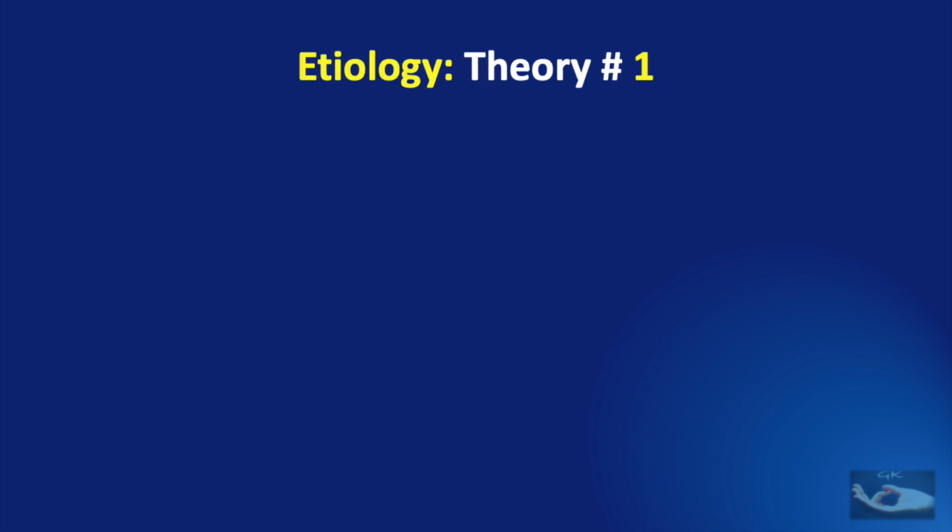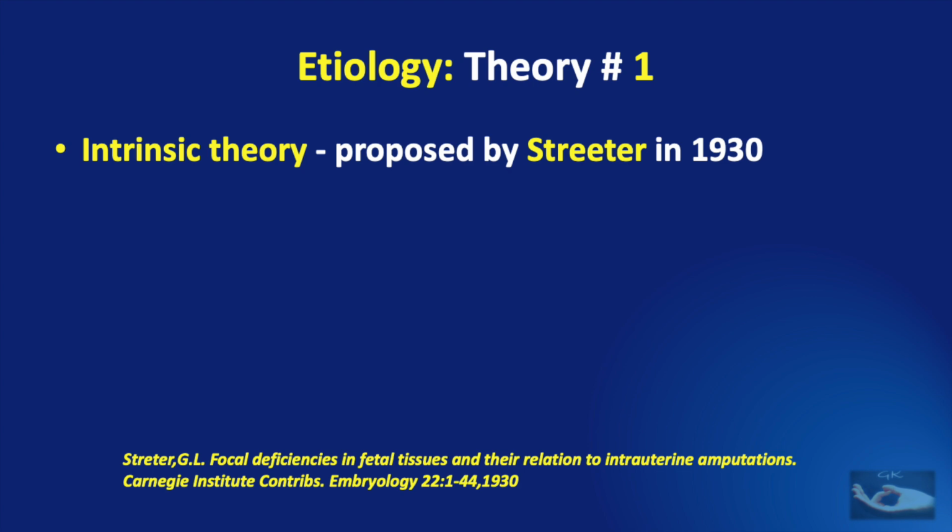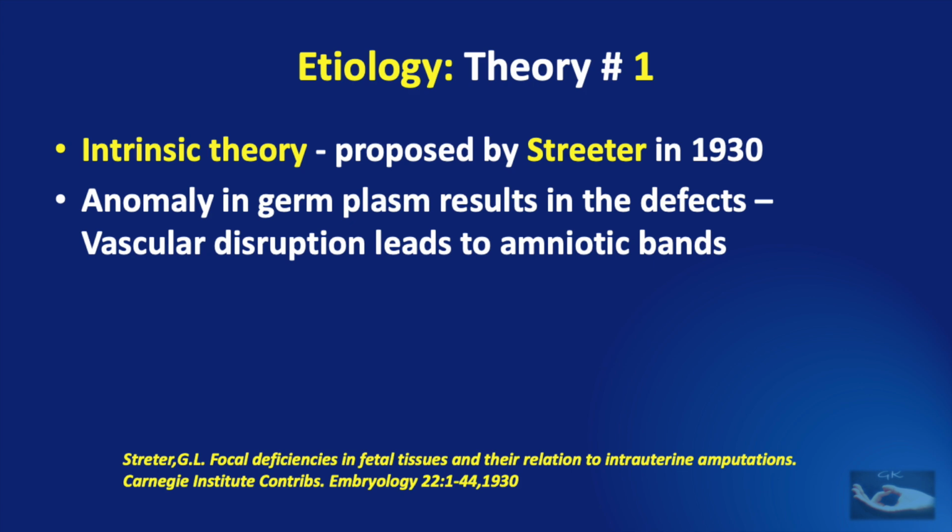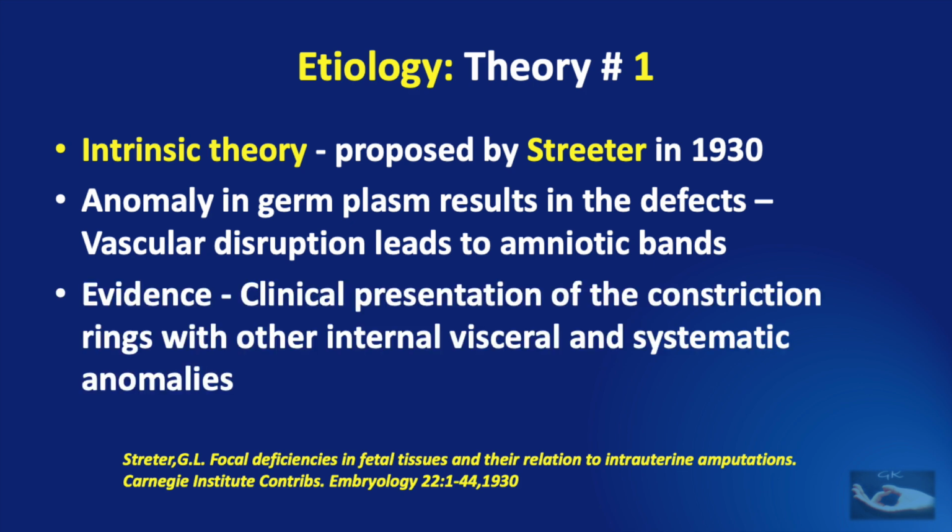The first theory is the intrinsic theory proposed by Streeter in 1930. He believed that it was an anomaly in germ plasm which results in the defects, and vascular disruption leads to amniotic bands. The evidence that supports this theory is that clinical presentation of the constriction rings can be seen with other internal visceral and systemic anomalies. This theory was quite popular, and constriction band syndrome itself was known as Streeter's dysplasia for quite some time.